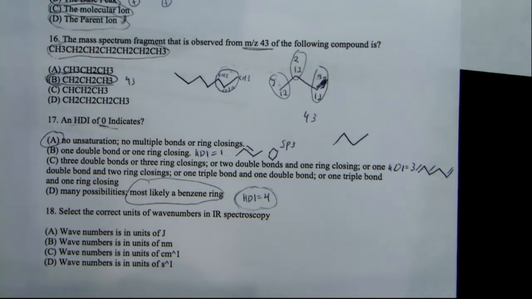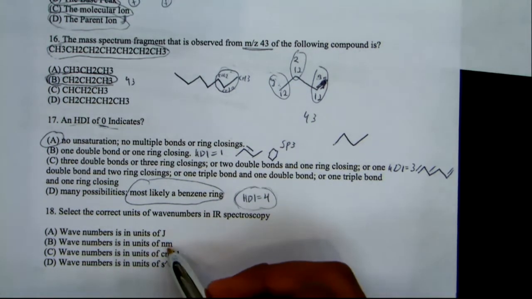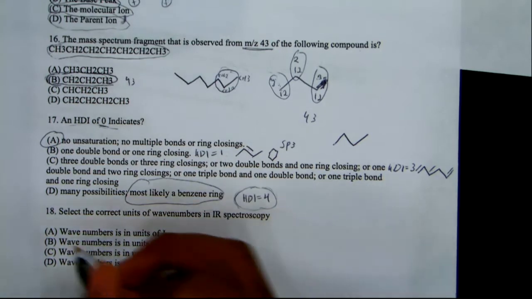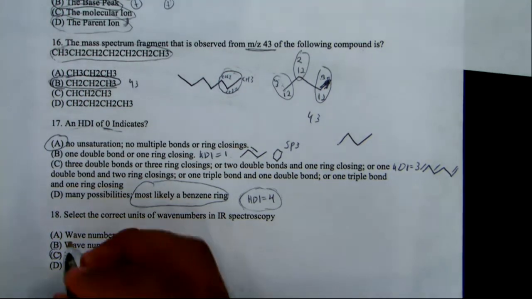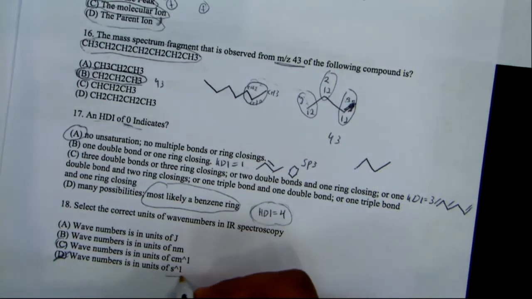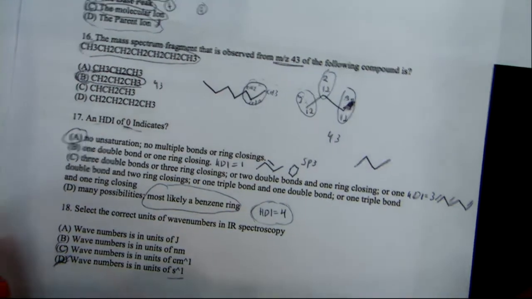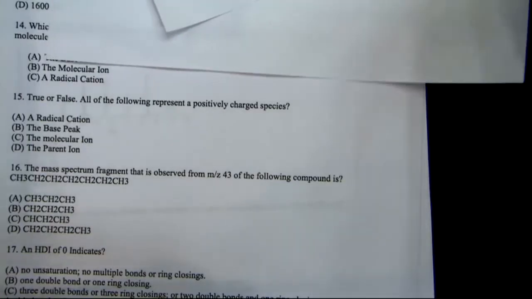All right, so this is just select the correct units of wave numbers in IR spectroscopy. They're not in joules, they're not in nanometers, they are in centimeters to the power of 1, I guess? And they're not in seconds, but I don't know what the 1 means. Power of 1, I guess, just, like how to say it. The answer for 18 is going to be C, wave numbers. It's in units of centimeters to the power of 1.